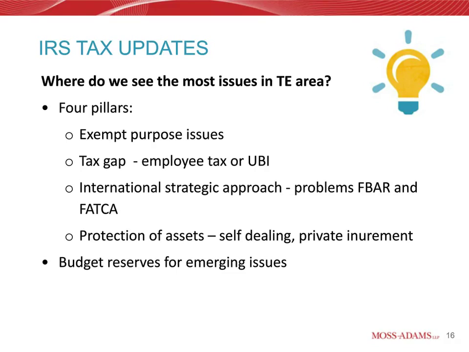International strategic approach, they're seeing problems with FBAR, which is the reporting requirement of a foreign bank account, where you may have signature authority or you have money in a foreign bank account, and FATCA, which is the Foreign Account Tax Compliance Act, which for individuals they have to report at a certain threshold assets that they have out of the U.S., and then for all entities, there's kind of withholding.